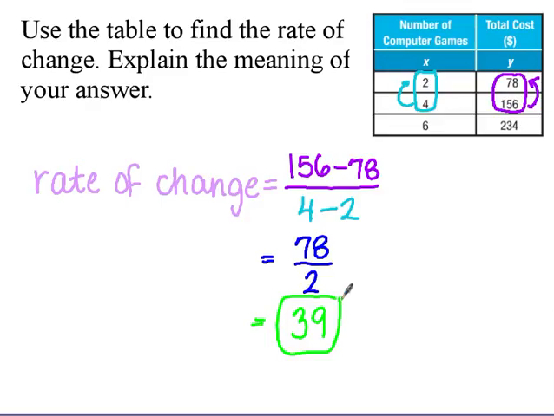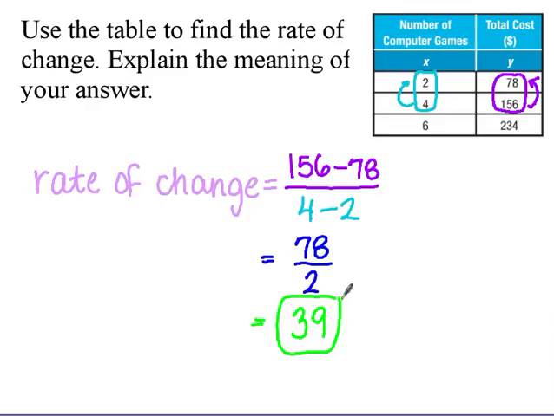Okay, now explain the meaning of your answer. Let's look. Number of computer games and the total cost. So what do you think that 39 means? For every 2 games, it's $39. For every 2. How about every 1? So in other words, each computer game costs $39.